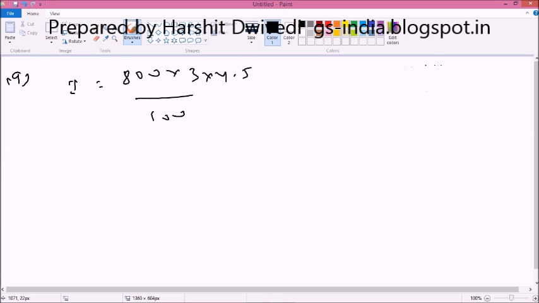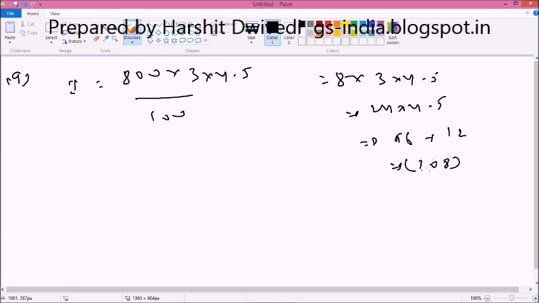How much will we get? We will get 8 into 3 into 4.5. 24 into 4.5 will become 96 plus 0.5 of 24 which is equal to 12, so 108. 108 is the interest produced in the second case, that is at the rate of 4.5% on rupees 800 in 3 years.